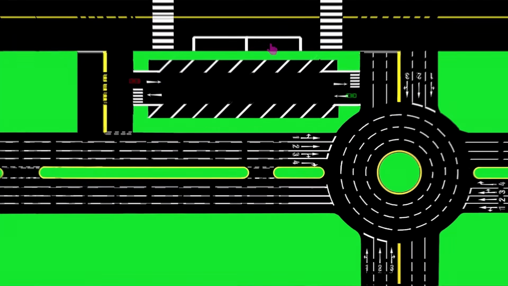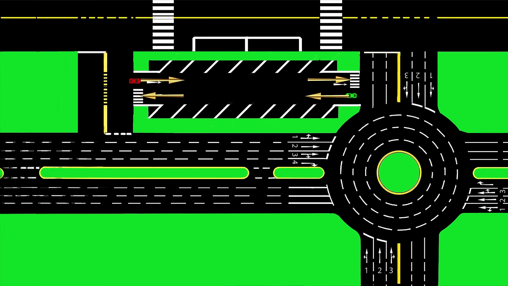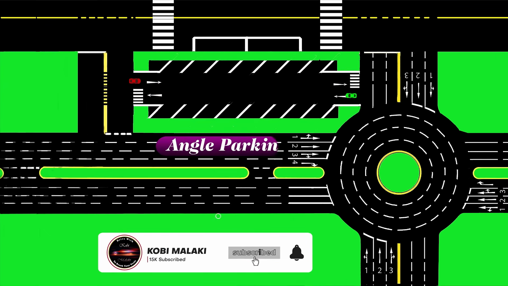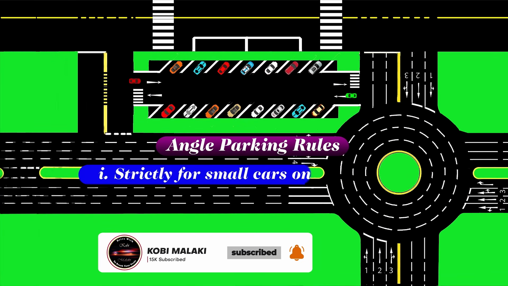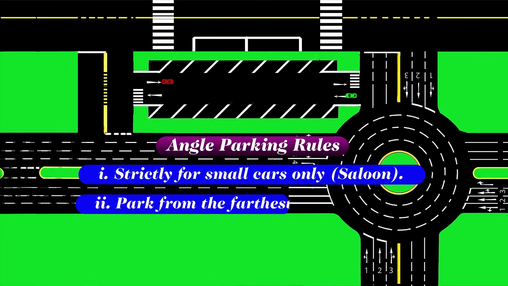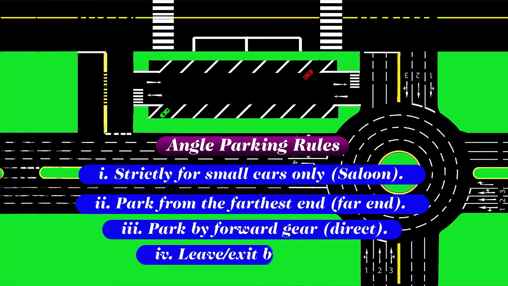Now in the angle parking, vehicles are designated to flow in one direction. The parking area has a designated entrance and exit from both sides. These are the rules for angle parking. Number 1, strictly for small cars only, that is saloon cars. 2, park from the farthest end, far end. 3, park by forward gear, that is direct. And 4, leave or exit by reverse.